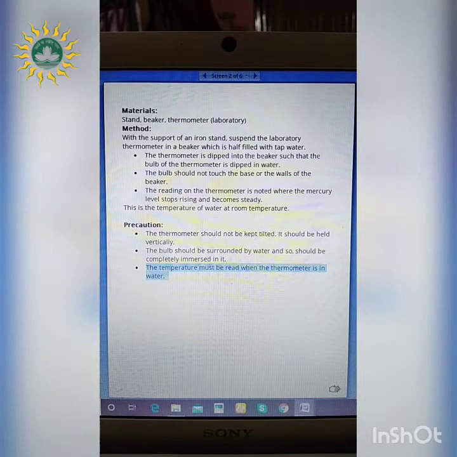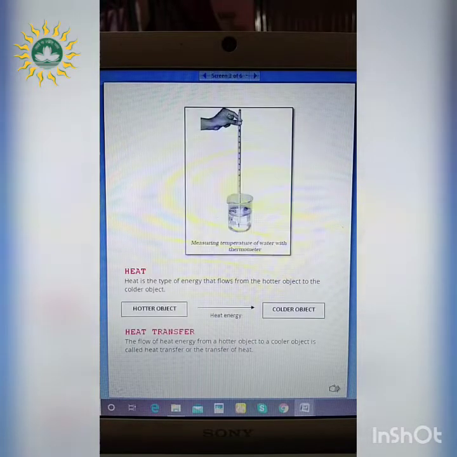Hopefully this experiment is clear to everybody. So we will move on to the next part of the chapter, that is heat. Now in the previous lesson you have studied that heat involves two types of objects. One is a hotter object, another one is a colder object. So two objects are present and heat is transferred from the hotter object to what? To the colder object.